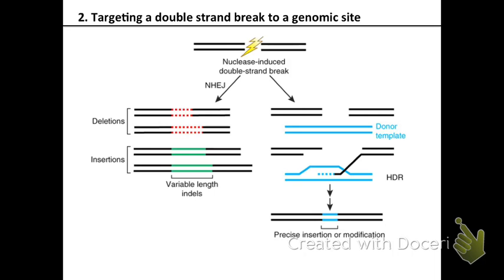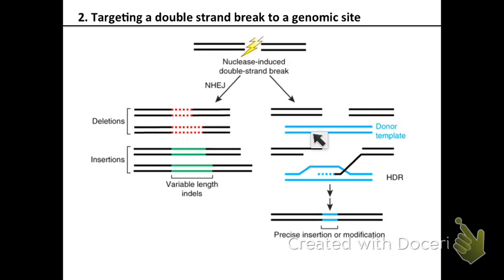All right, so what type of things can you do if you edit the genome? The simplest thing you can do is cause mutations, right? We know that double-strand breaks can cause mutations through non-homologous end joining or homologous recombination. So if you have the ability to target a double-strand break to a genomic site, this gives you enormous power to make mutations. So if it goes through the non-homologous end joining pathway, you can introduce deletions or small insertions, and these are of variable length.